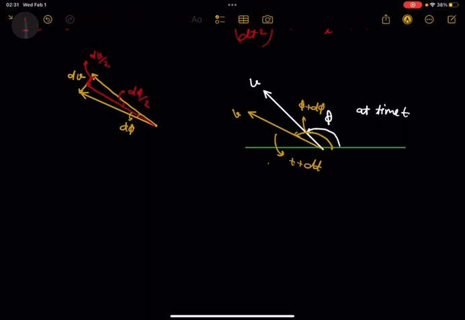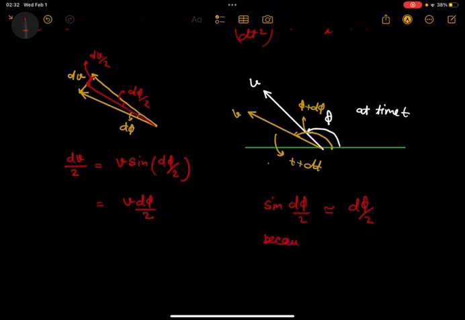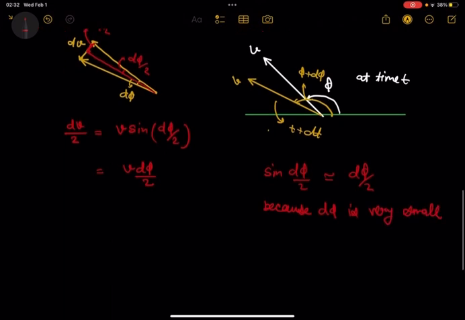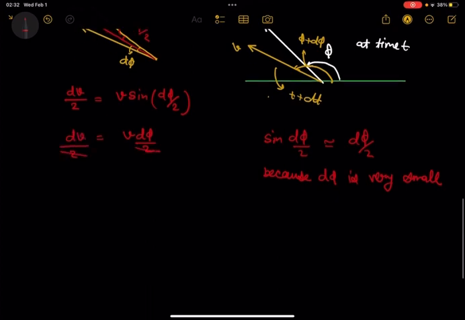Okay, so we can write that dv by 2 is equal to v sin(d phi by 2). Now what is v sin(d phi by 2)? It is approximately equal to v d phi by 2. Why? Because d phi is very small. So if d phi is very small, we can use this, and finally the 2 cancels. So dv is equal to v d phi.